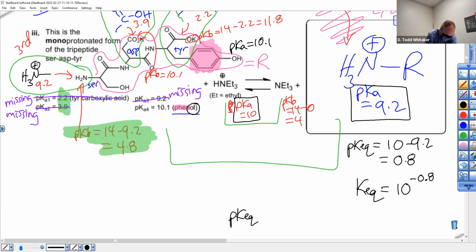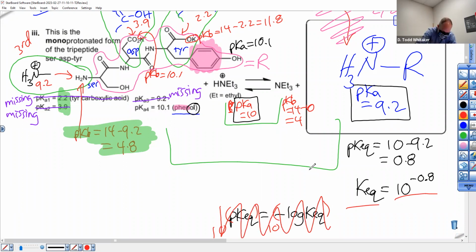pKeq. This is just a definition, everybody. Negative log of Keq. You take 10 to the power of both. You guys never do this for me. I'm just doing it for you right now. 10 to the power of both sides. Legal math operation, right? 10 to the pKeq is Keq. 10 to the negative log of K, that's there. Right there. You don't have to ever show me that. That just gets you from here to here.